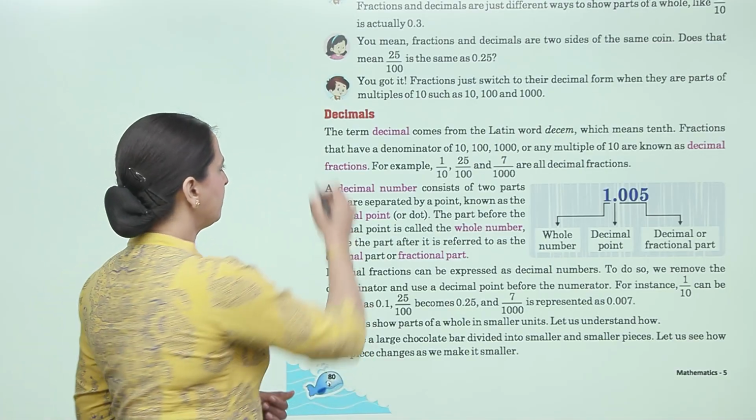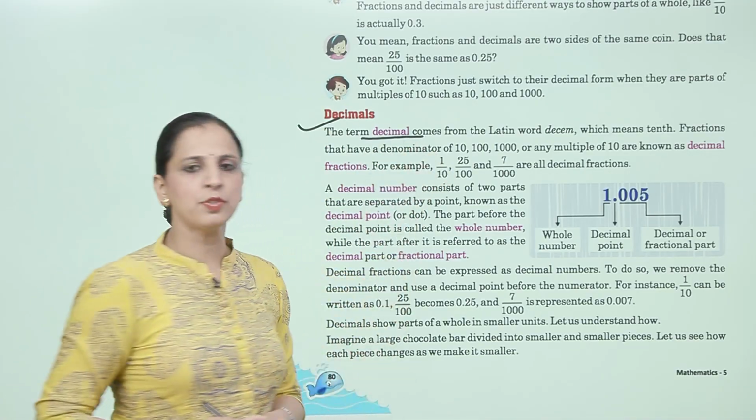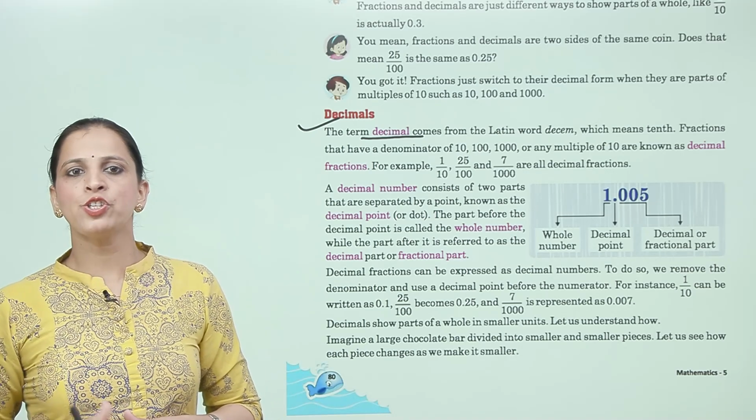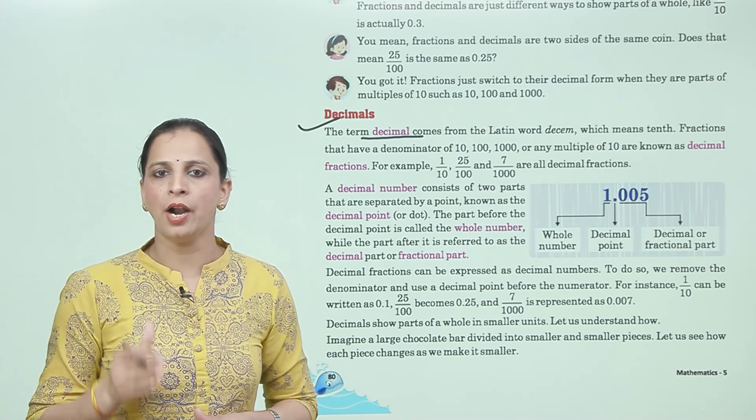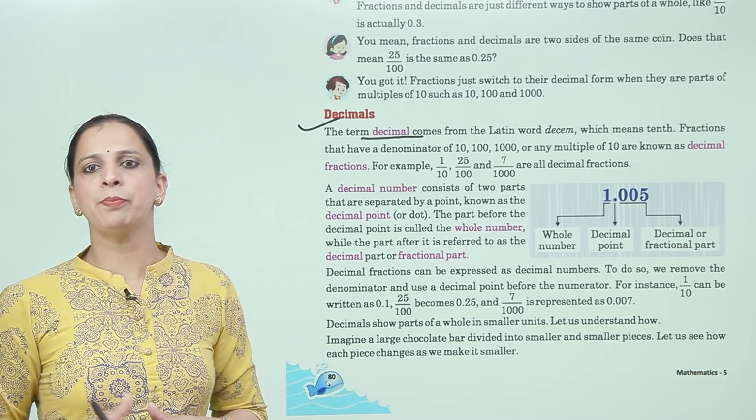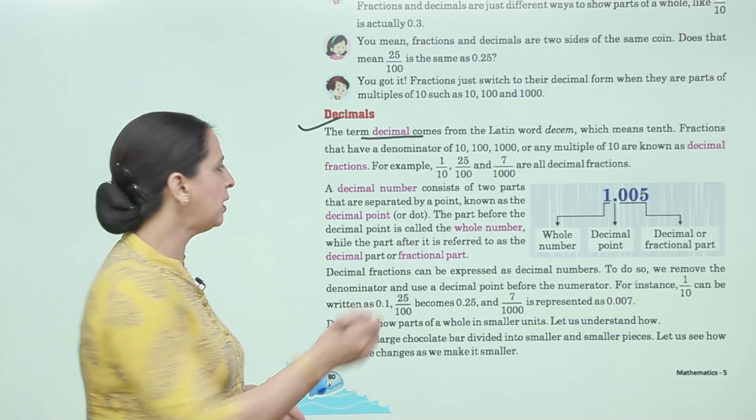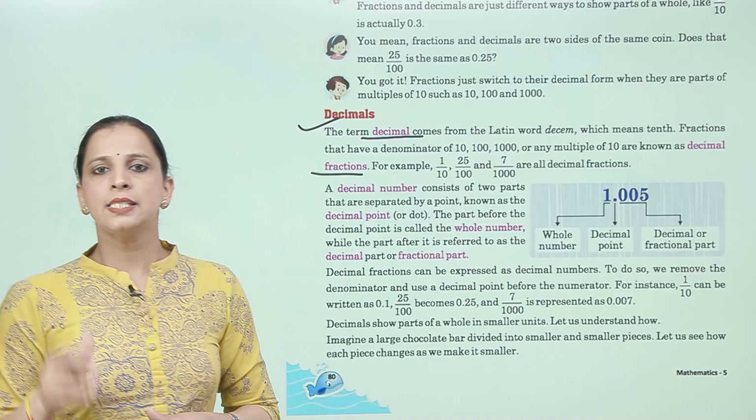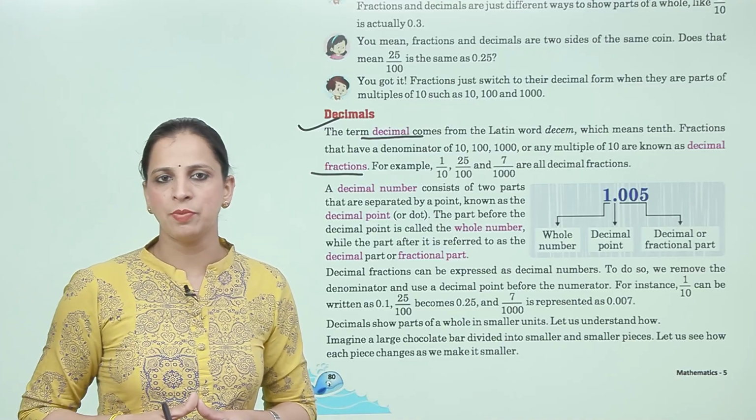Now decimals. The term decimal comes from the Latin word decim, which means tenth. Fractions that have a denominator of 10, 100, 1000 or any multiple of 10 are known as decimal fractions. For example, 1 by 10, 25 by 100 and 7 by 1000 are all decimal fractions.